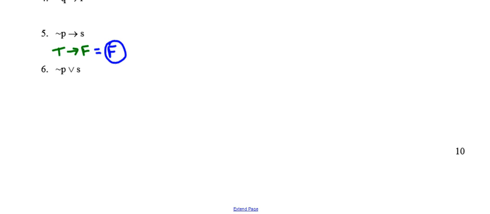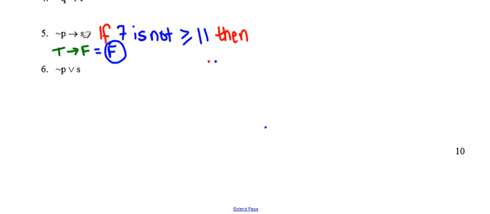Once I've determined the truth value, now I'm going to take a look at what this says in sentence form. So if, remember every single one of these starts with the word if, 7 is not greater than, sorry, not greater than or equal to 11, my connector that joins my two statements together is the word then, Earth has 2 moons.